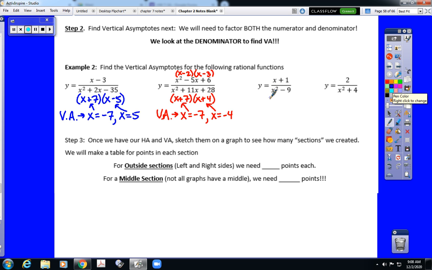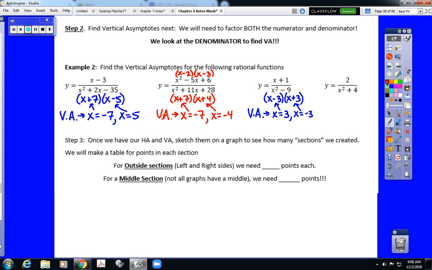On the third example, the denominator is a difference of 2 squares. It factors into x plus 3 and x minus 3. Nothing cancels top to bottom, so our vertical asymptotes are the lines x equals 3 and x equals -3. Again, those are the values that would cause the denominator to equal 0 and would cause division by 0.